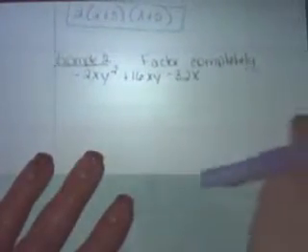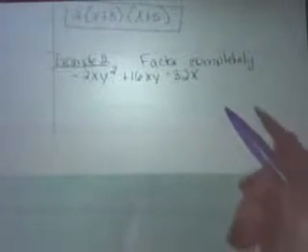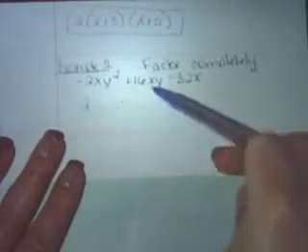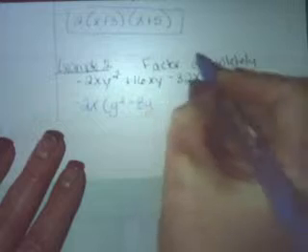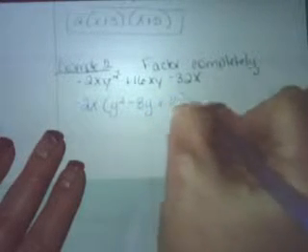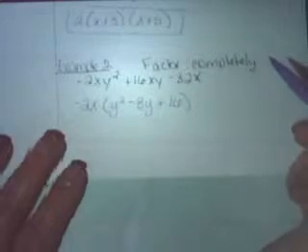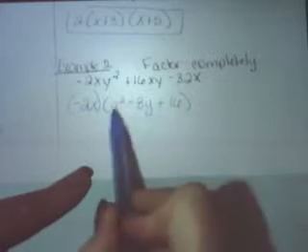Okay, when you're factoring completely and you have a polynomial, you want to look for the greatest common factor. Okay, so my greatest common factor, looking at our numbers, I can see is going to be a -2. I can also factor out an x. So that's going to leave me with y squared minus 8y plus 16.